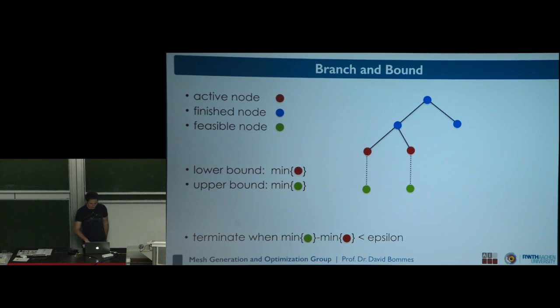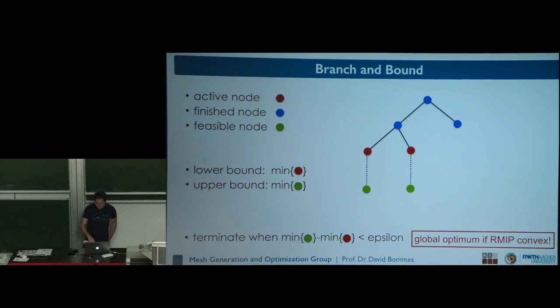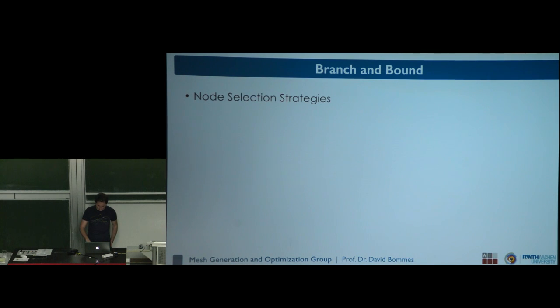All right. And then we can terminate as soon as we know that the difference between the upper and the lower bound is smaller than epsilon. Then we know, maybe we didn't find the best solution, but we were very close. And you can easily prove that if you have a convex problem, or when the relaxation of the integer problem is convex, then this branch and bound algorithm will always give you the global optimum.